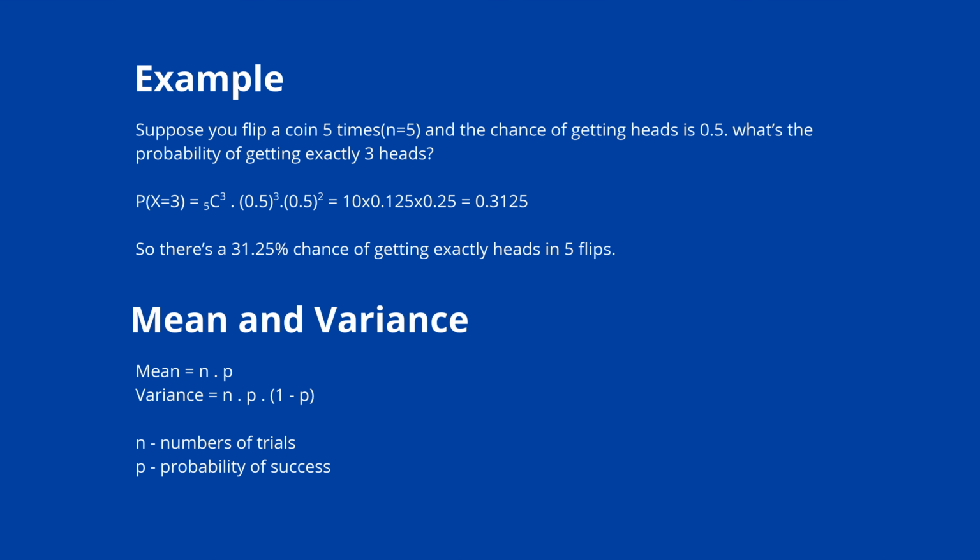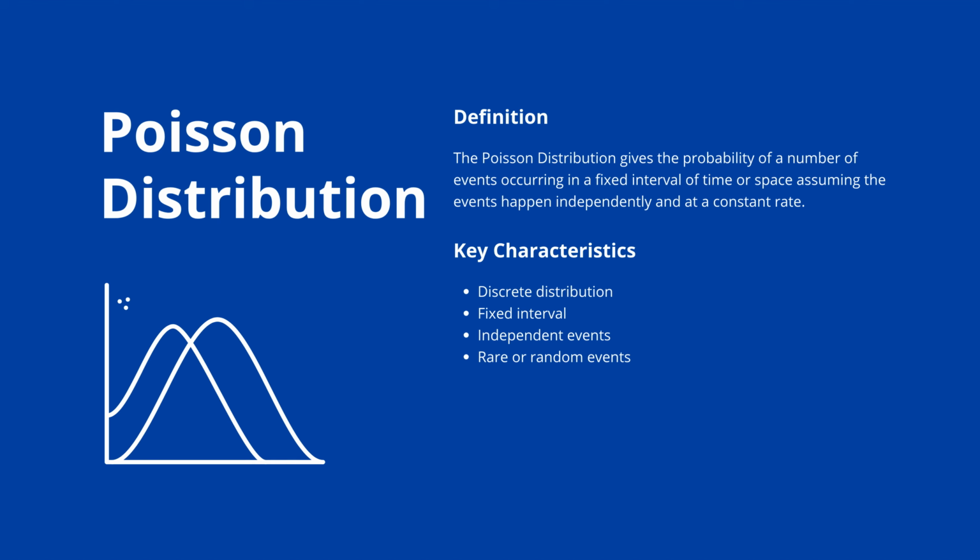Now let's see the Poisson distribution. How many customers will walk into the store in the next hour, or how many phone calls will a helpline number get per minute? When you are counting rare events over time, the Poisson distribution is your go-to model. The Poisson distribution gives the probability of a number of events occurring in a fixed interval of time or space, assuming the events happen independently and at a constant rate.